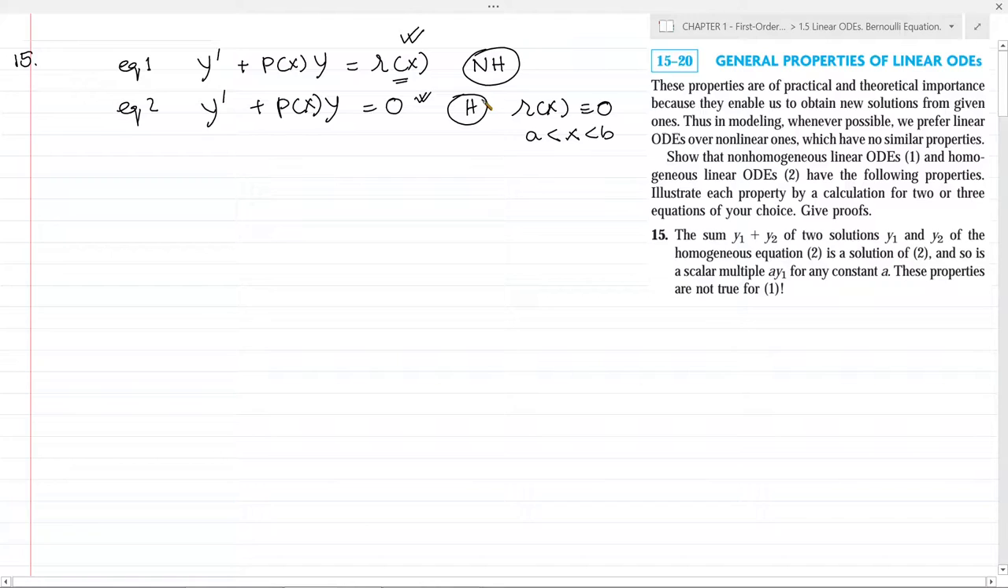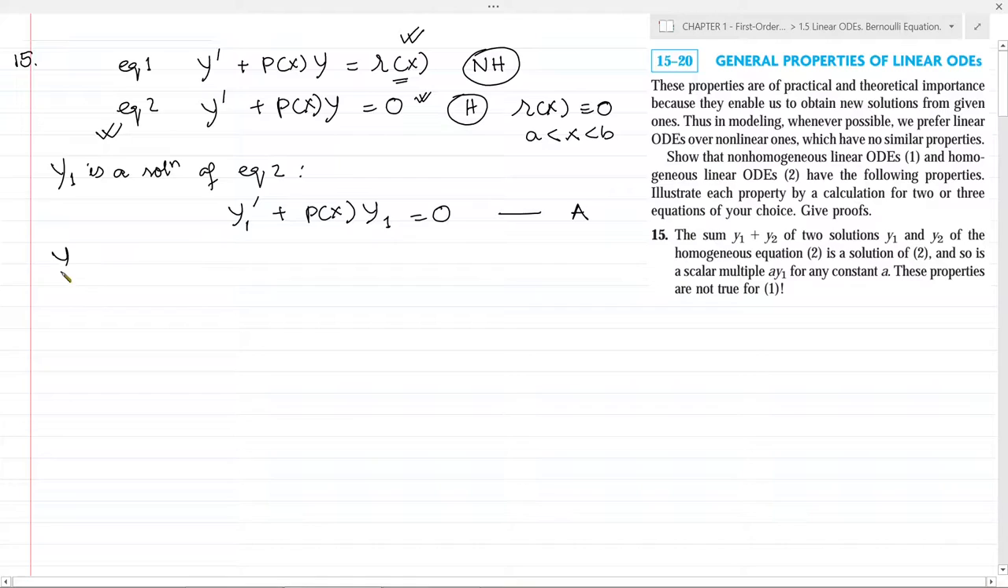Now, in question 15, the problem is saying that the sum y1 plus y2, where y1 and y2 are two solutions of this equation 2, is also a solution. We have to prove this. So, let us first write what the given properties are. We have y1 is a solution of equation 2, and this implies y1 dash plus p of x y1 equal to 0. Let us take this as A. Similarly, we have been given that y2 is a solution of equation 2, that means y2 dash plus p of x y2 equal to 0. Let us take this as B.